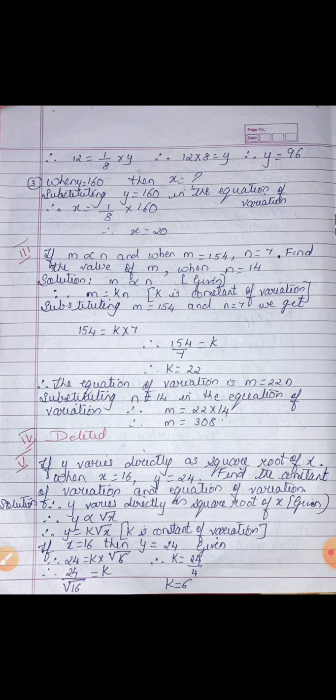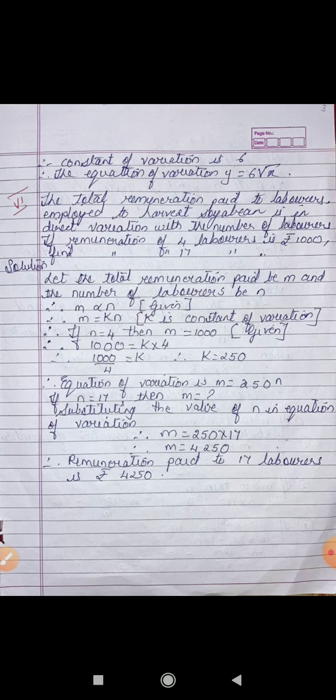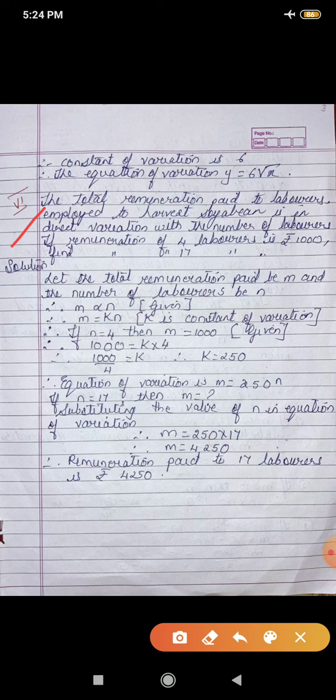Now let us go to the next page. Therefore the constant of variation is 6. Therefore the equation of variation is y is equal to 6 root x. Now let us see the sixth problem.